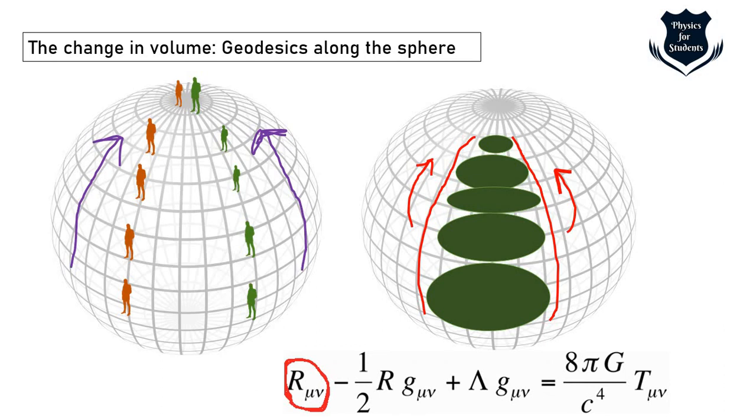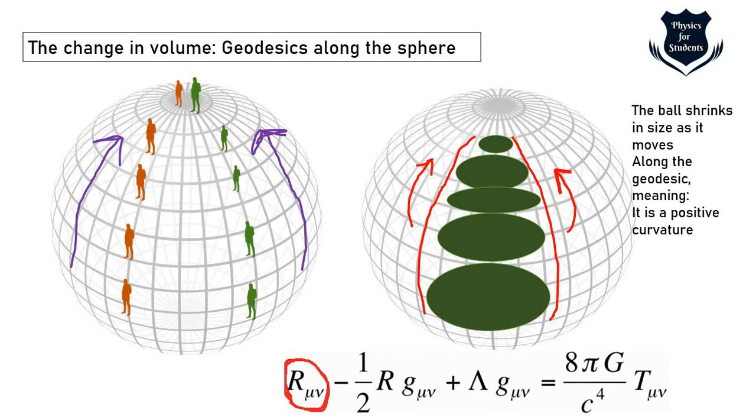But this R, the positive Ricci curvature tensor, is actually making the ball grow small in size. Now you might be wondering, before I talked about minus R, and here I am showing a positive R. Well, don't worry, that was basically a derivation. That derivation actually means that negative R shows the converging of geodesics. So here on the right hand side I have written that the ball shrinks in size as it moves along the geodesic. It means it is a positive curvature.